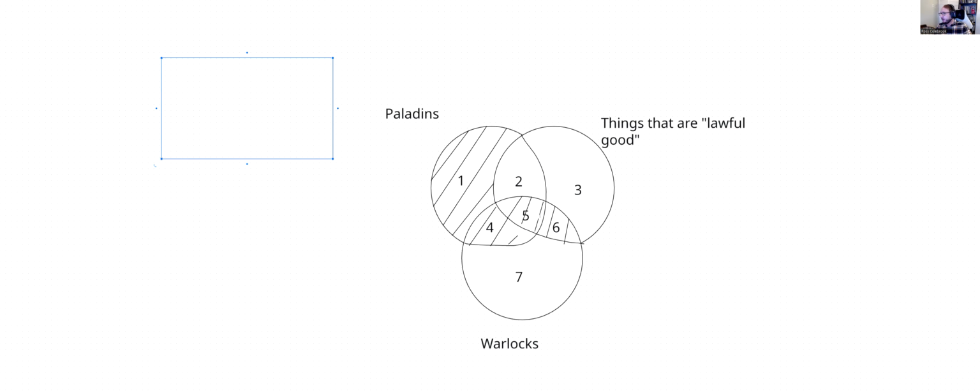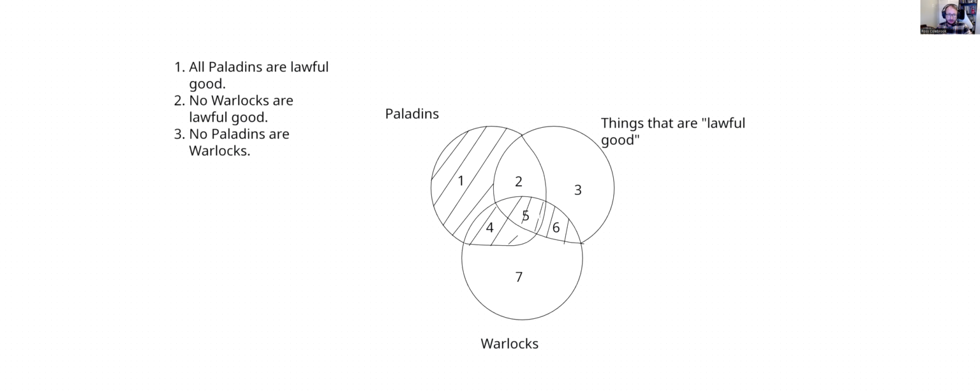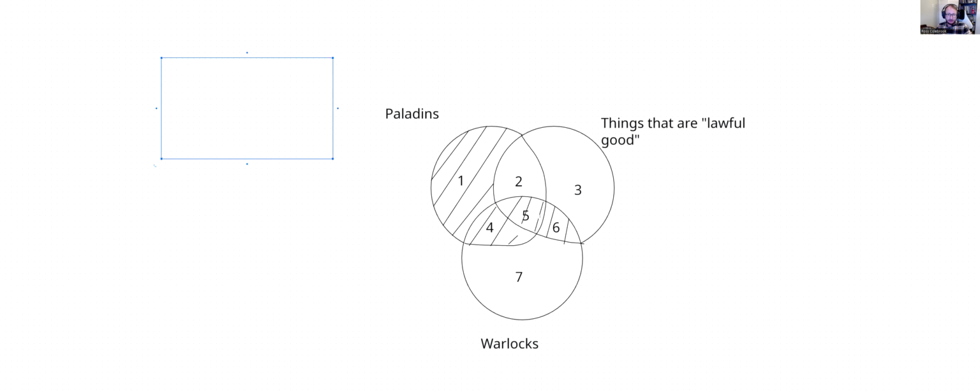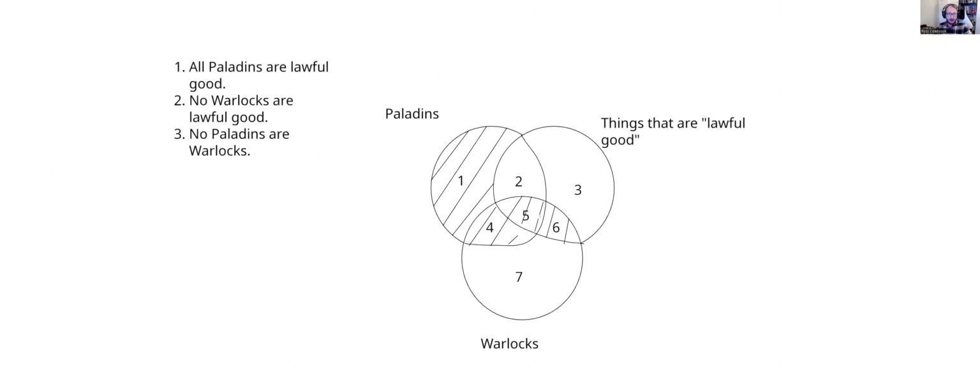However, this argument is valid, right? Because there are no paladins that can be warlocks given these relations, right? 4 and 5 are the only things that really would make sense. Like if there were anything in 4 or 5, these would be paladins that are warlocks, and this says no paladins are warlocks.